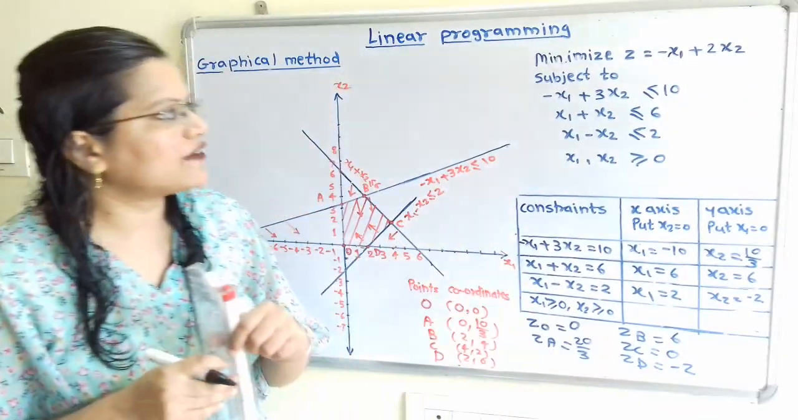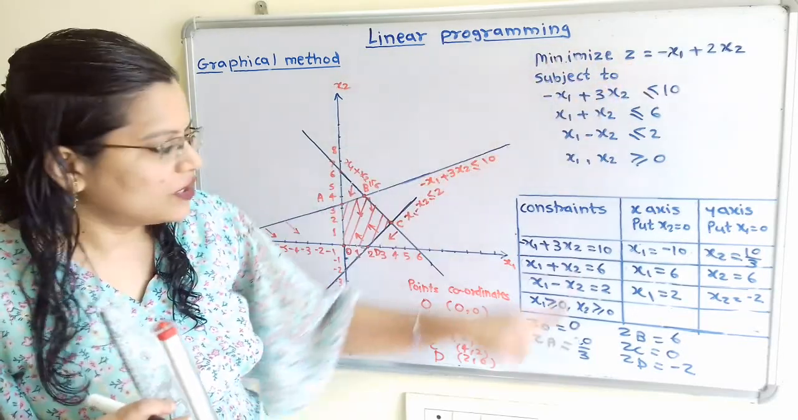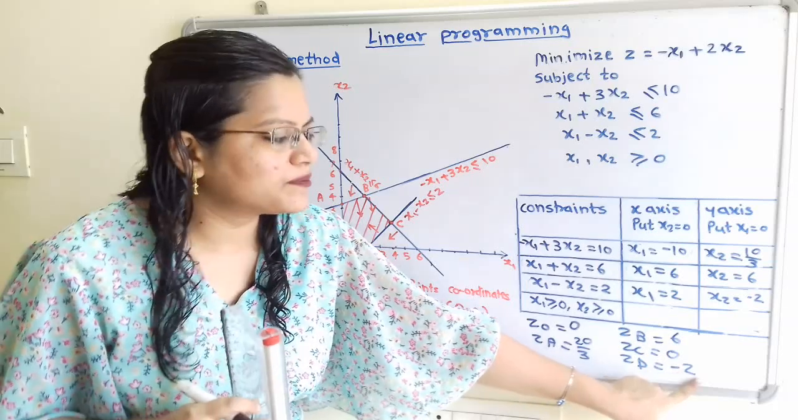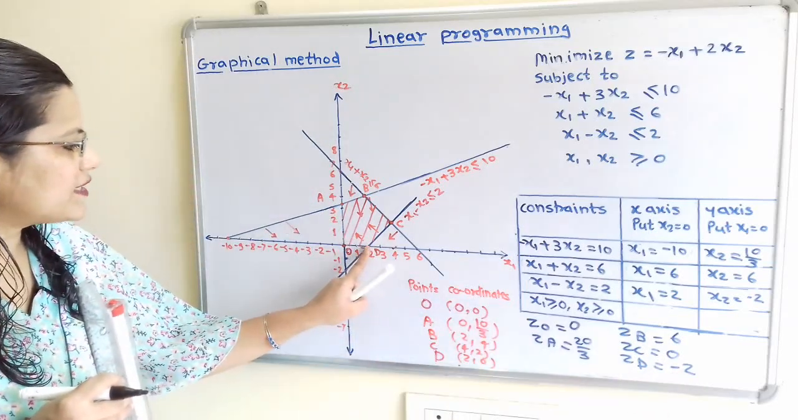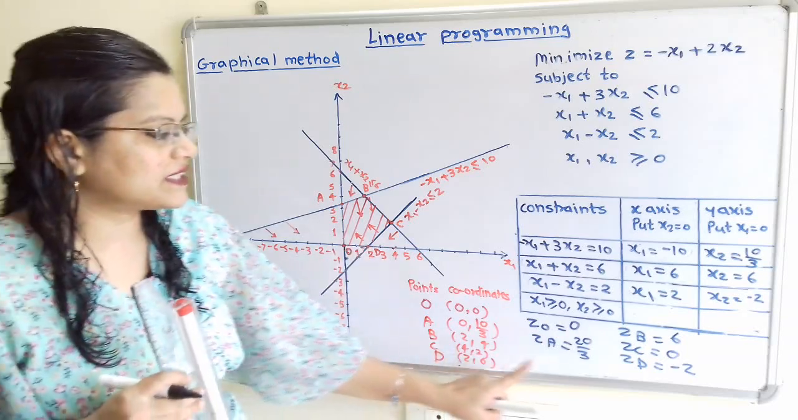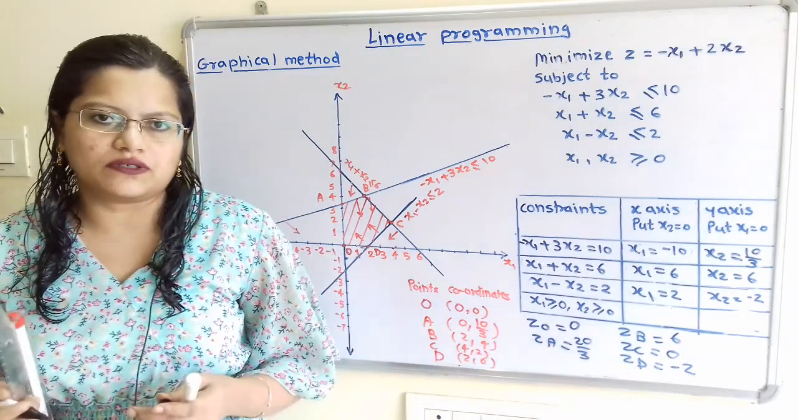Now the question is that we have to minimize Z. So if we observe, minimum value is at point D, that is minus 2. So where is the point D? Point D is having coordinates 2, 0. So this is the optimal solution.